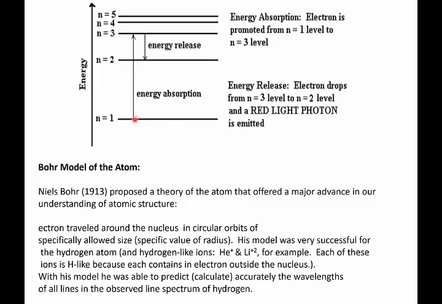We add energy to the atom. Electron starts at n equals 1. It could move to n equals 2. It could move to n equals 3. It could move to n equals 4, n equals 5. It's random.